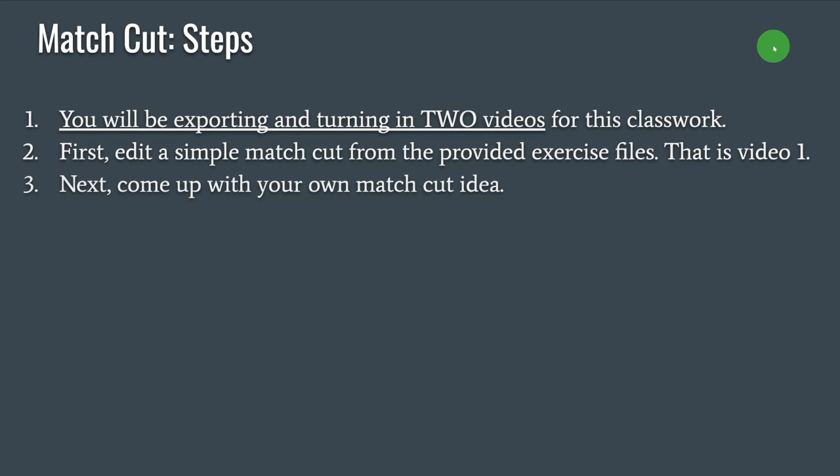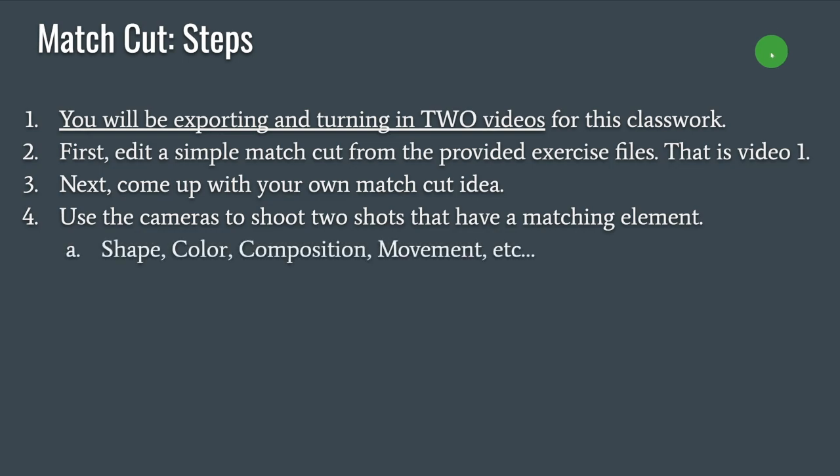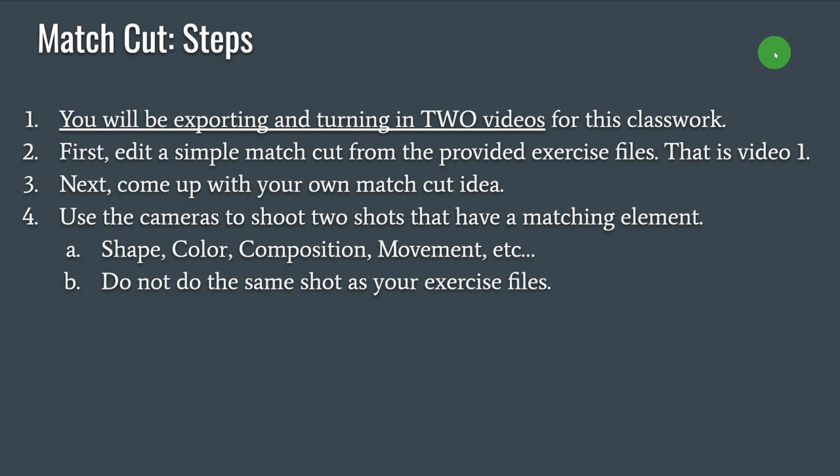Next, you're going to come up with your own match cut idea and use the cameras. You'll use the cameras to shoot two shots, something that has some kind of matching element. Again, you can use the examples I just talked about or any other examples you've seen from the video to try and create a cool match cut. Something with matching shapes, colors, compositions, movement, etc. Don't use the same shots as your exercise files. The shots from your exercise files are from around the classroom. Do not use the exact same shots that I did. Come up with your own idea, please.